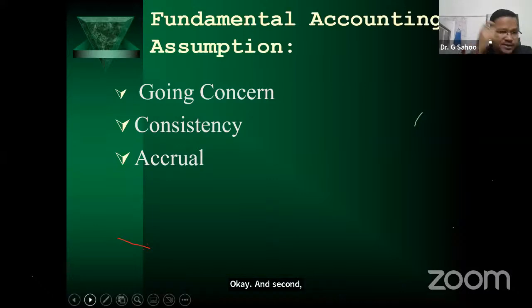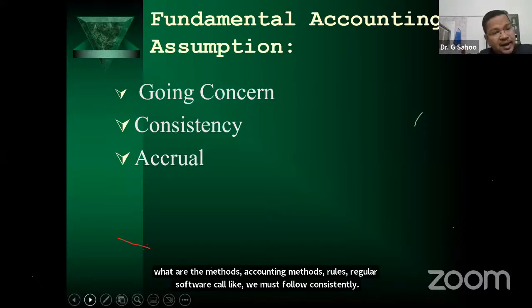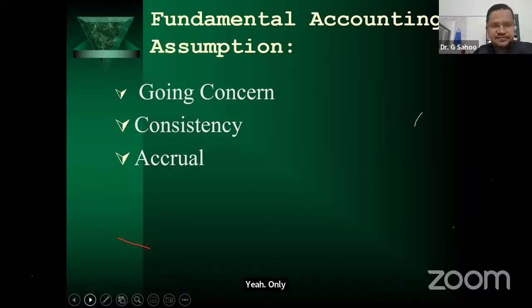And the second one, consistency. Consistency means whatever accounting methods, rules, and regulations we are following, we must follow consistently year after year, unless there is a requirement of change. Next one is accrual. All the assets, liabilities, business expenses and incomes must be recorded on the basis of when they accrued, not on the basis of receipt and payment. Once they are due, we must record them whether we have received it or not.